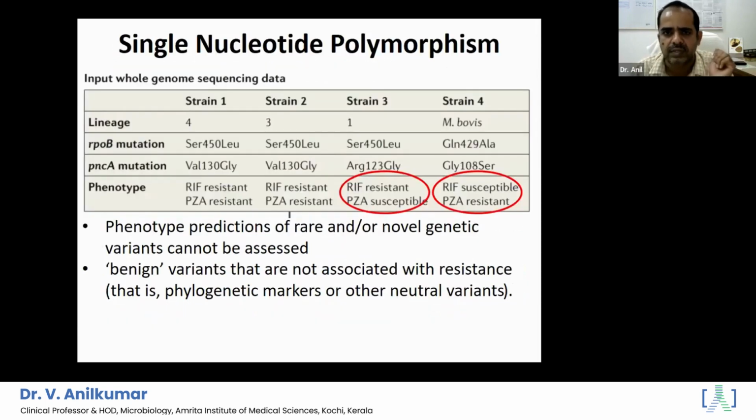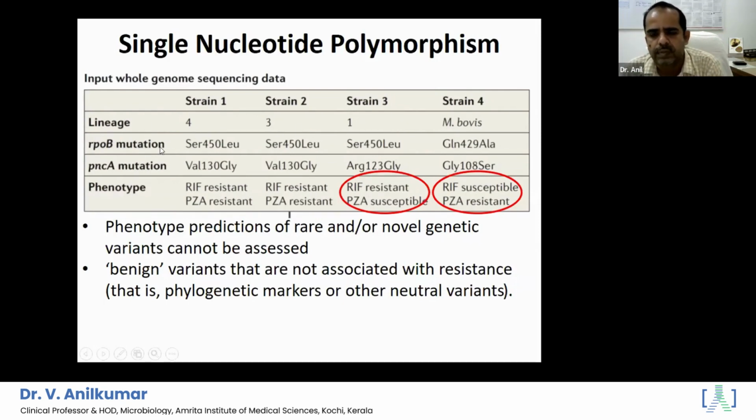So let's look at a particular report of strain 1, strain 2, strain 3, and strain 4, where we send these isolates and it underwent whole genome sequencing. The first thing you identify is the lineage. Strains 1, 2, and 3 were lineage 4, 3, 1, and this particular strain was not Mycobacterium tuberculosis, it was Mycobacterium bovis. And these 3 were Mycobacterium tuberculosis, so lineage 1, 3, and 4 were identified.